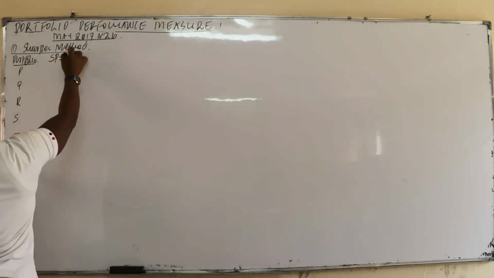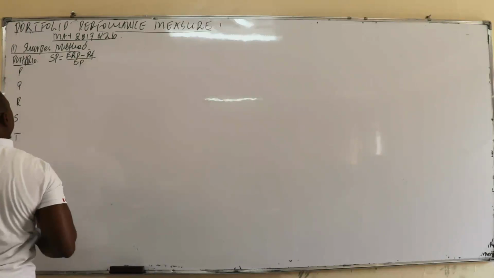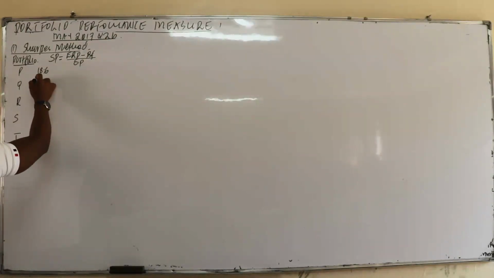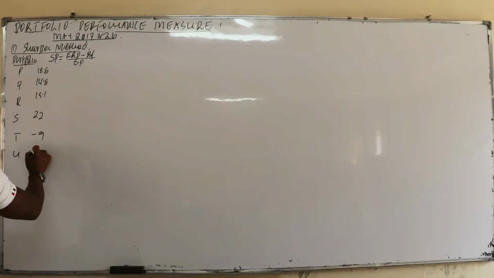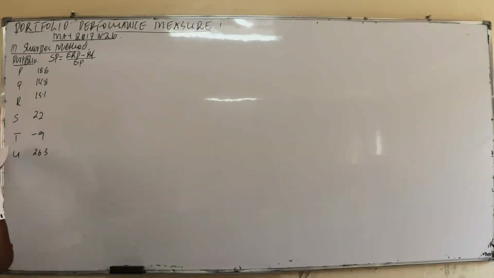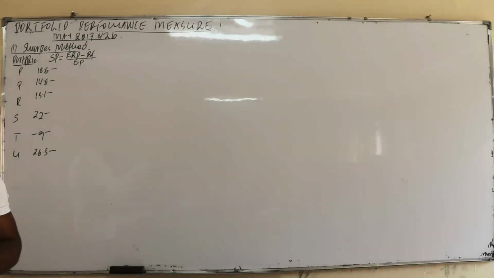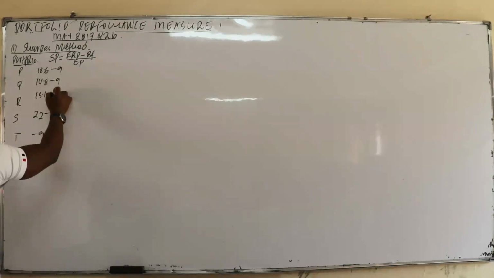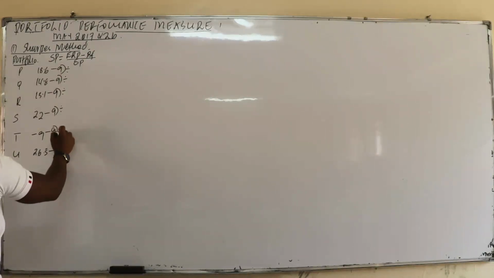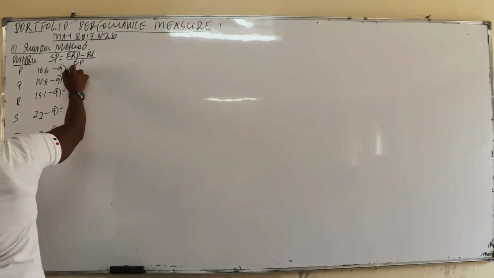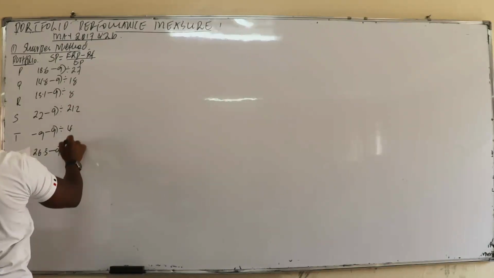So you don't have to compute for the market. Sharpe's for the portfolio, you take expected return of the portfolio minus risk-free, you divide by the standard deviation of the portfolio. Expected returns: P is 18.6, then 14.8, 15.1, 22, negative 9, 26.5. Then we minus the risk-free rate. How much is the risk-free rate? Risk-free rate is 9, correct? Then you divide by the standard deviation of the portfolio: we have 27, 18, 8, 21.2, 4, and 19.3.